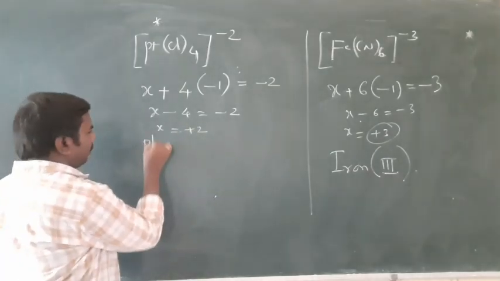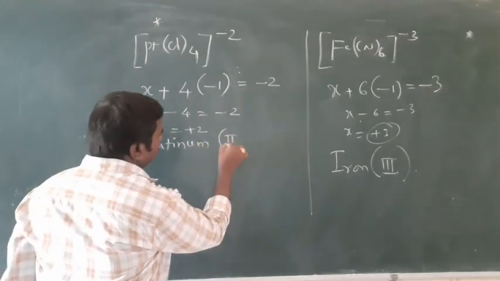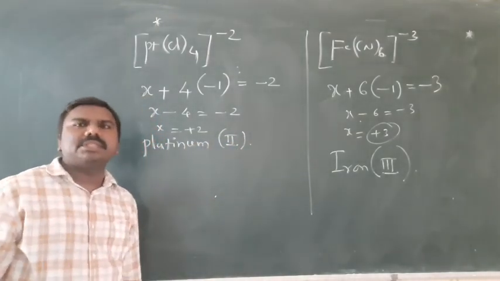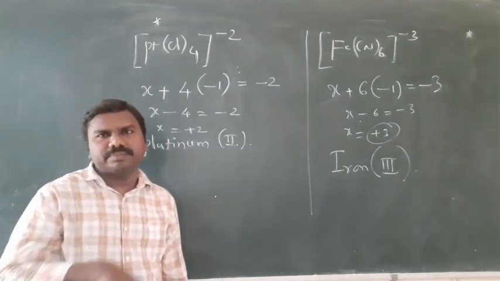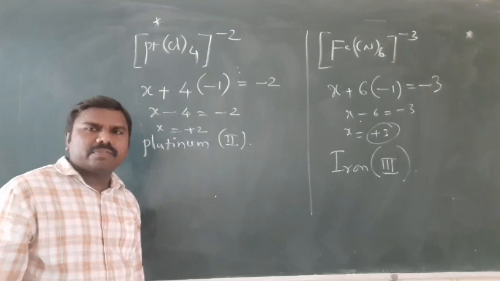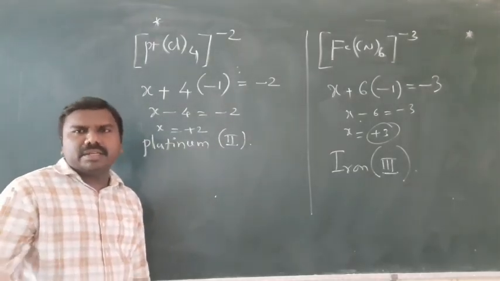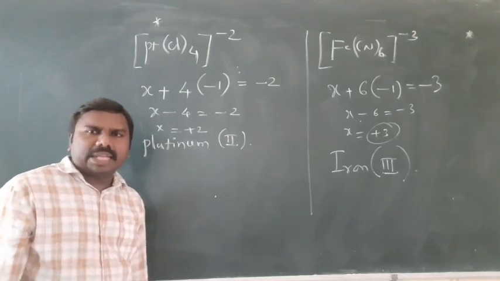So the name is platinum(II), where 2 is the oxidation number, which is represented in a Roman numeral. So like this we can easily find the oxidation number of many complexes. You try many given in your textbook also.